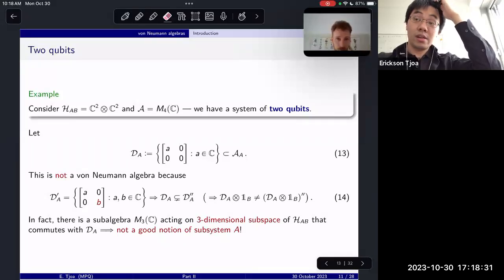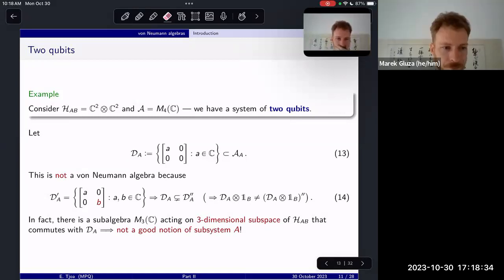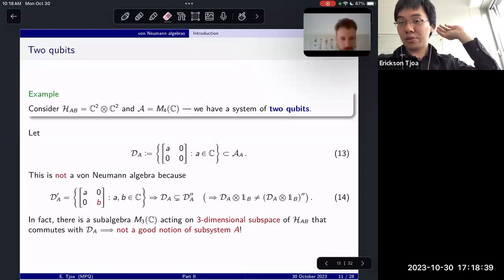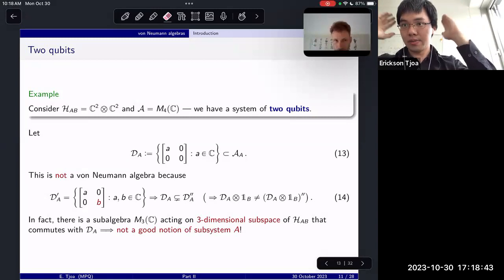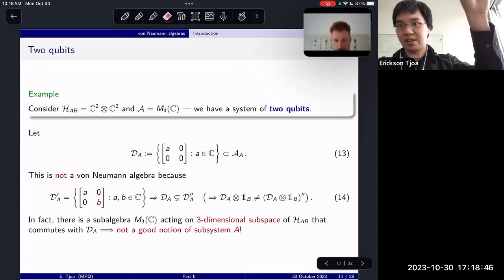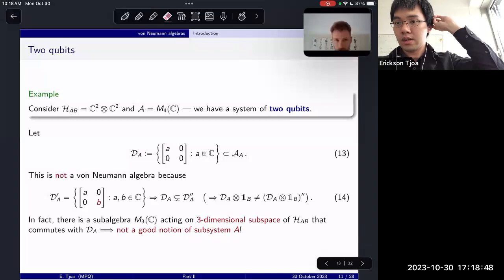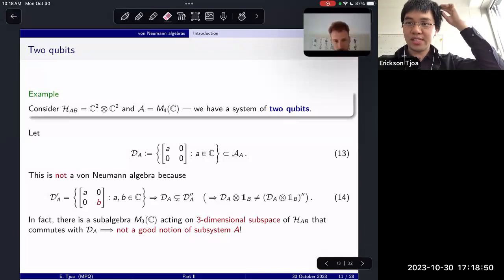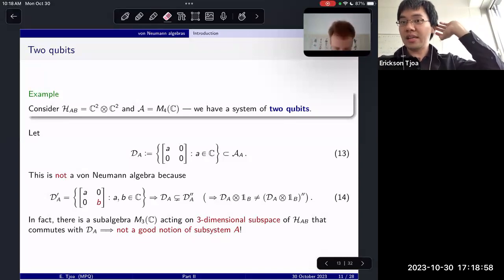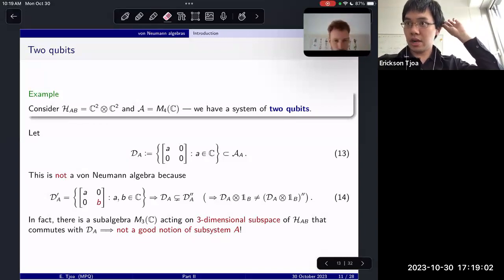Remember that in the purified Hilbert space, the algebra should be in the joint algebra, right? A sub A is really more like a one tensor copy. The way I put the notation is not really very good, but the important point here is that the moment you take the double commutant, it in general is going to be bigger than the original algebra you start with, and only when they are equal is it a von Neumann algebra.